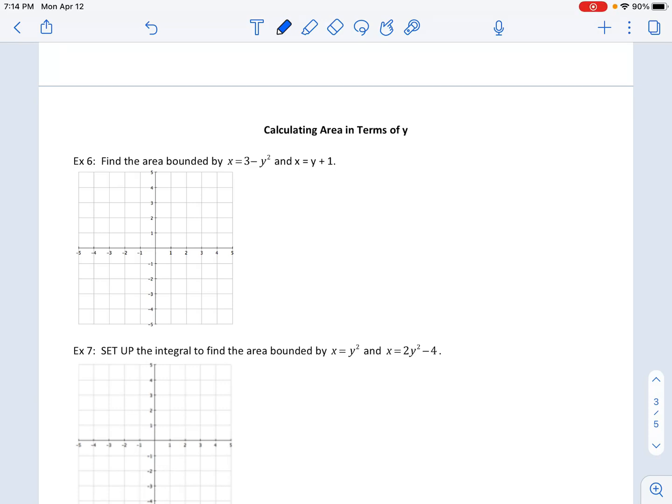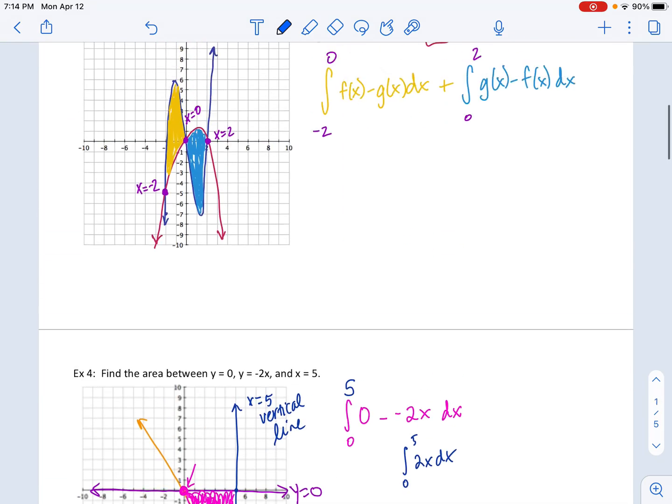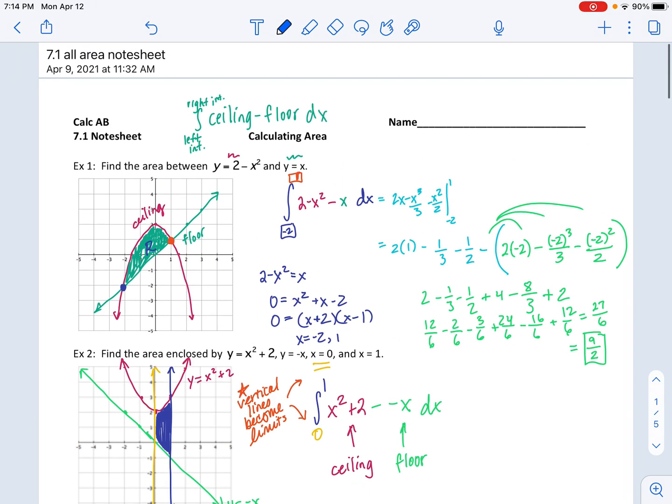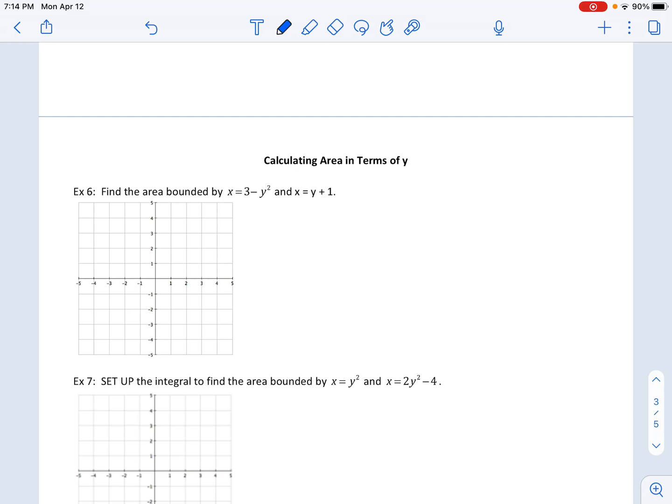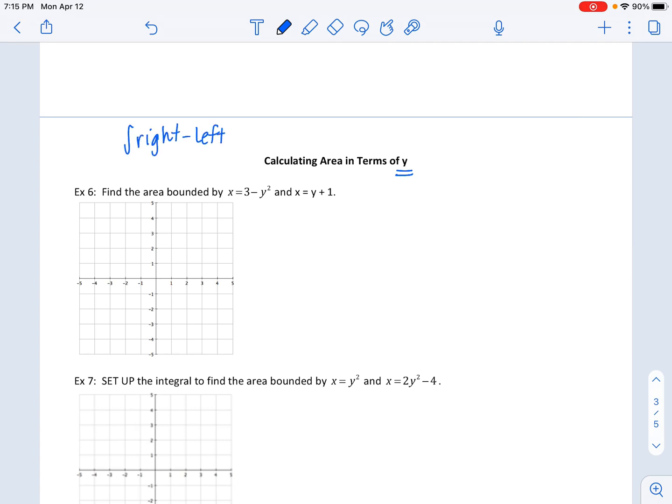So before we cap off this unit on area, we're going to talk about calculating area in terms of y. We had done x previously, and our idea for that was ceiling minus floor. We did a top function minus a bottom function. And the prevailing idea when we do things in terms of y, which is the other variable, is we do right minus left.